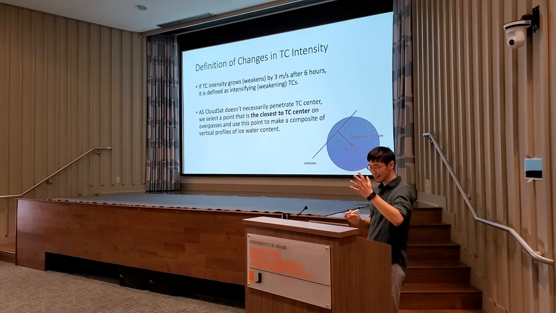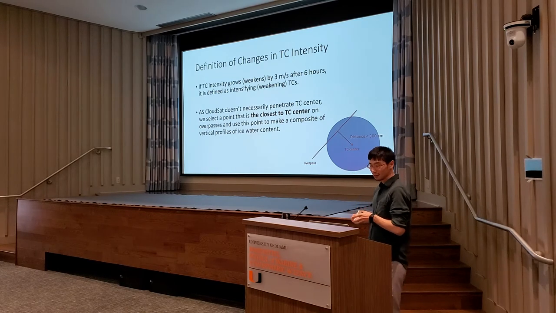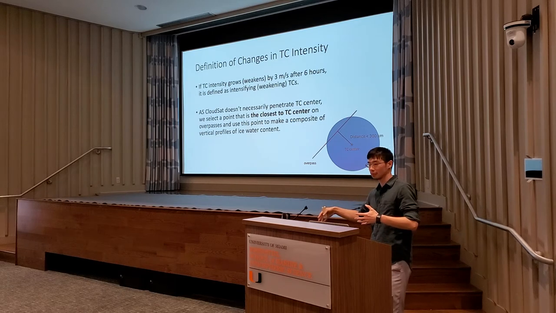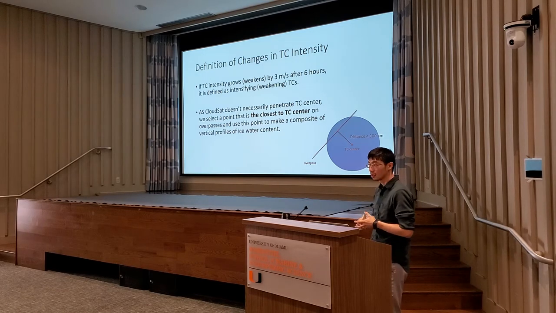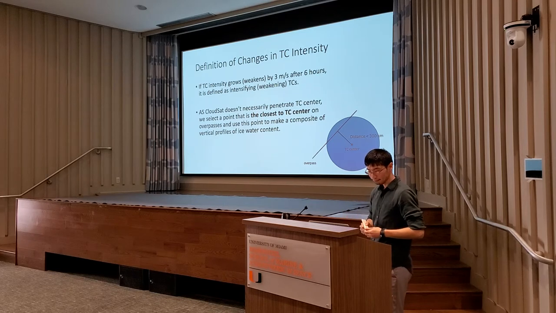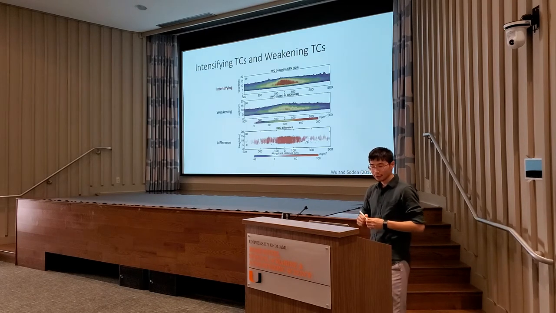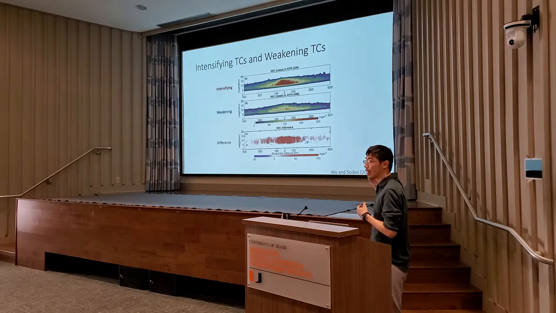So, as Steve just mentioned, because the swath of CloudSat is very narrow, CloudSat typically doesn't always pass through the TC center. So when we want to make a composite of tropical cyclones from CloudSat measurements, we need to define one point on every overpass that has the shortest distance to the TC center, and use this point as the center to make a composite.